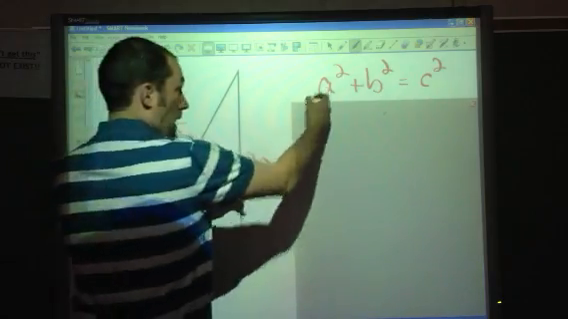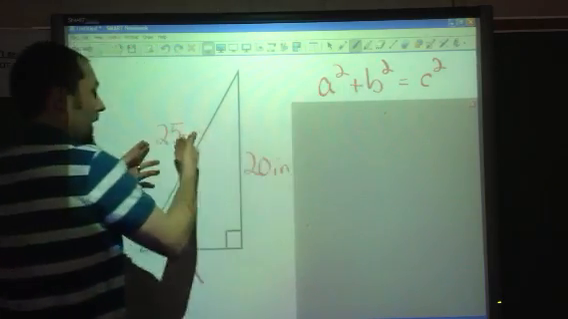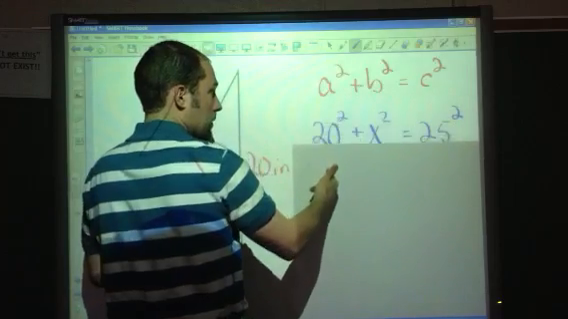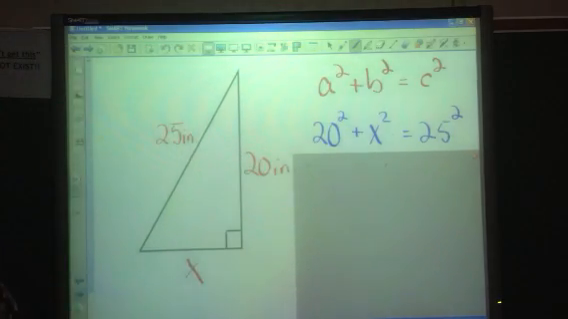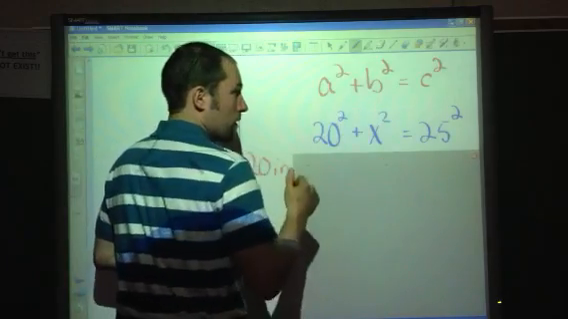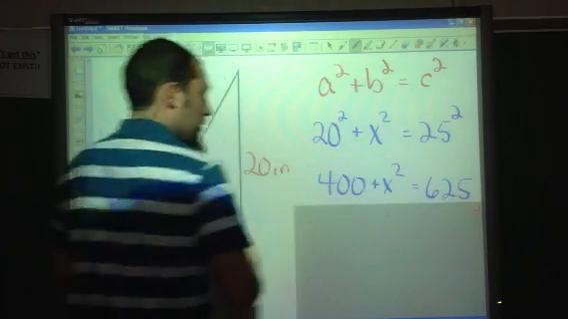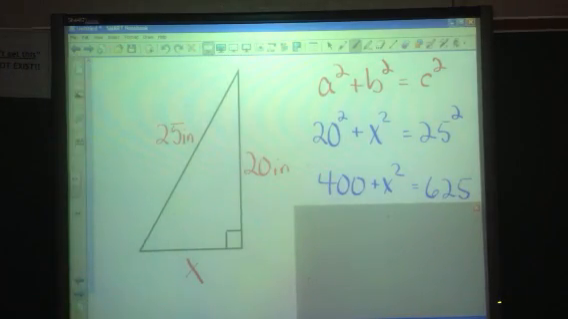Plug in 20 for my A, x for my B, and 25 for C. And this is what I should have. From there, it's just simplifying our squares. Simplify 20 squared and 25 squared to get 400 plus x squared equals 625.